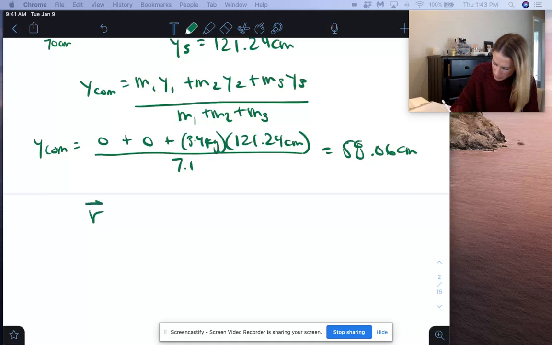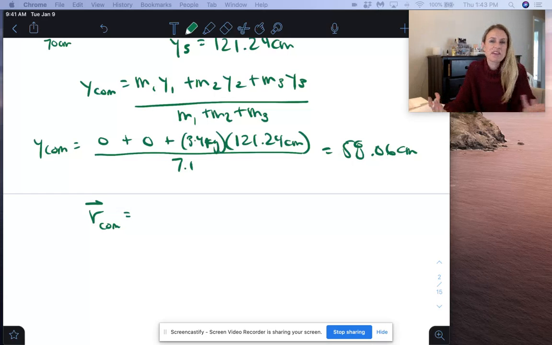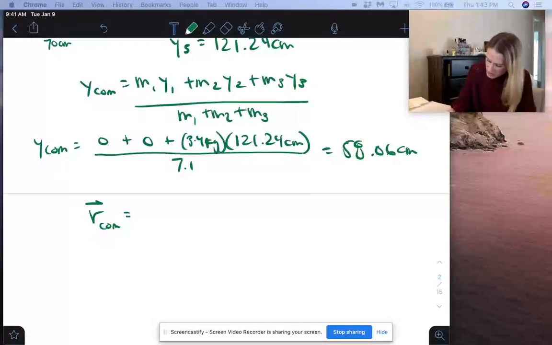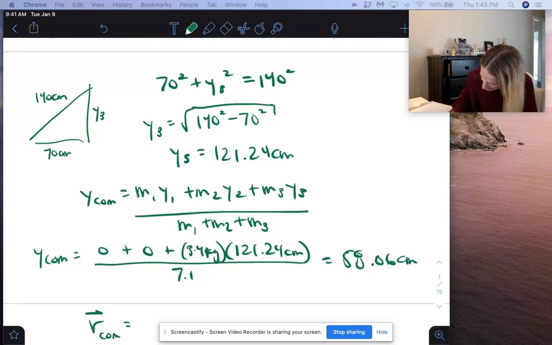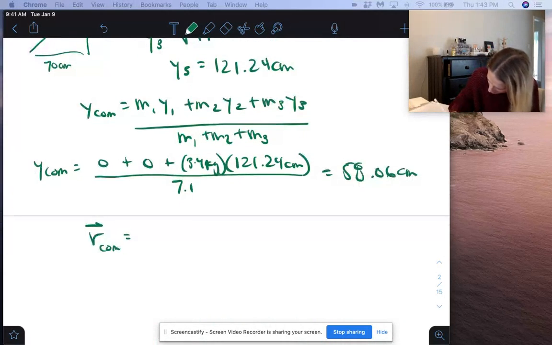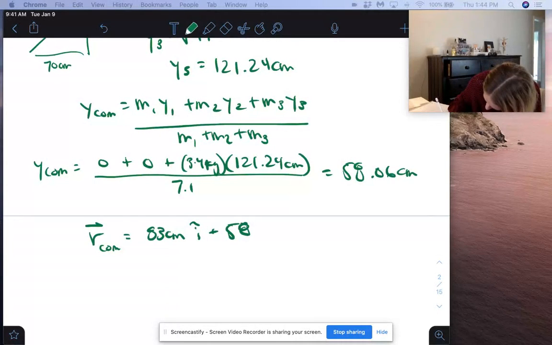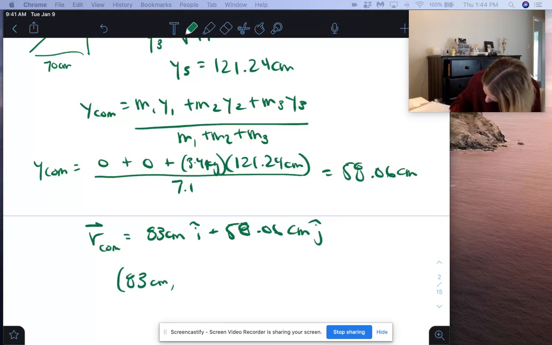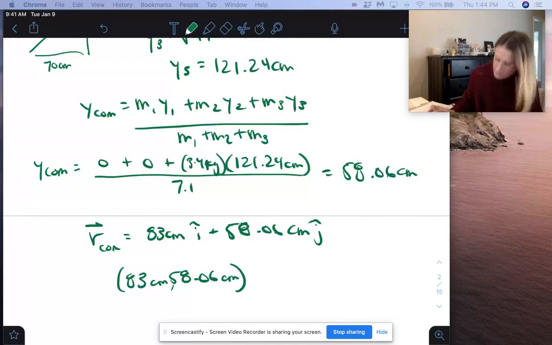So our answer here ends up being the center of mass of the system, or our position vector for the center of mass. Let's do this in unit vector notation. We have, for x, 83 centimeters, so we get 83 centimeters i hat, plus 58.06 centimeters j hat. You can also do it like this. Means the same thing.